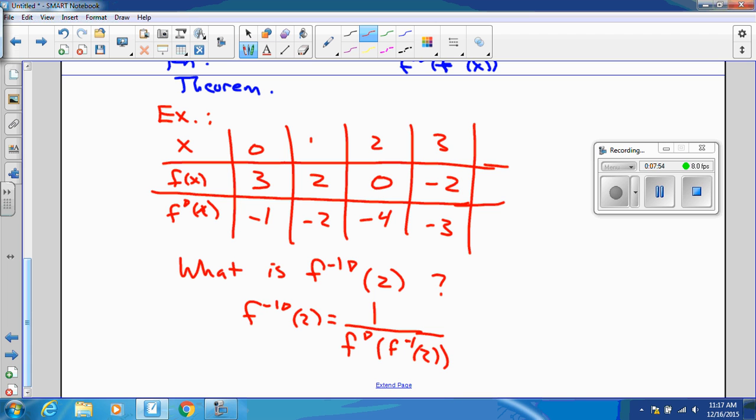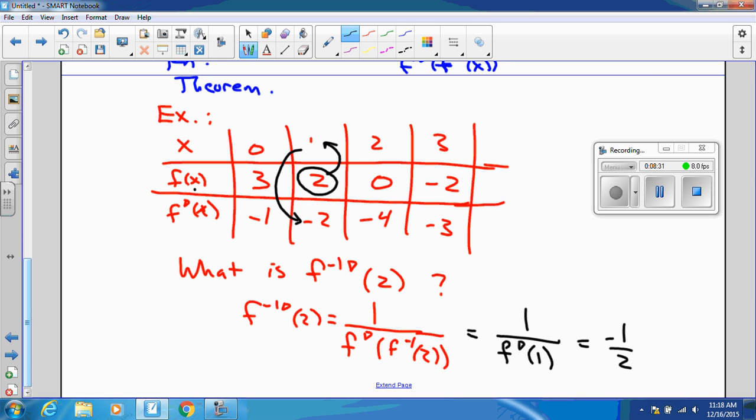Okay. Yep. So having set that form up, now it's just a matter of evaluating by working inside out. To find f inverse of 2, I go to the place where f is 2, and I find the x that corresponds to it, which is x equals 1. And having found the x that corresponds to it, I am now going to find the f prime that corresponds to x equals 1, which is negative 2. And there we are, and we're done.